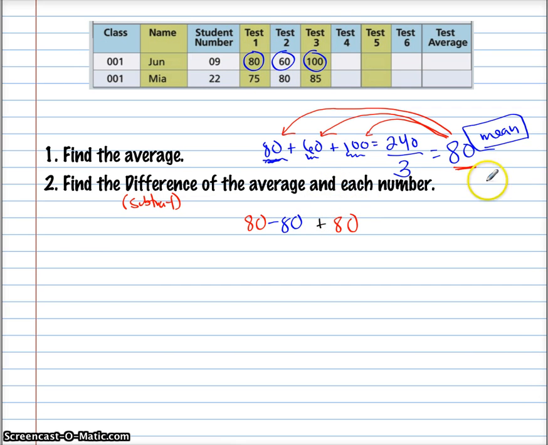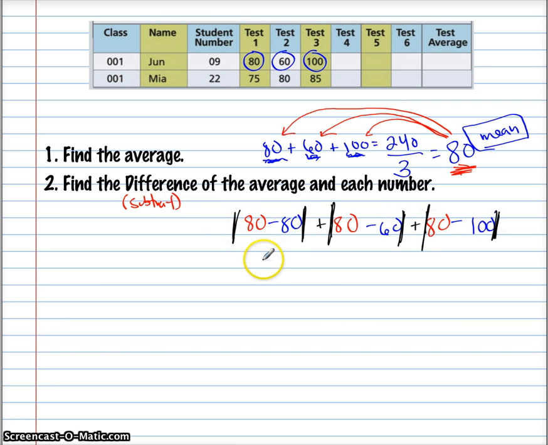Here's my average, 80 minus 60. And again, I only want the positive version of this. And then I'm going to add that to, again, the same thing, 80 minus 100. And that's this number here. And again, I only want the positive versions of these numbers. So this is absolute. These are the absolute signs. That means only give me the positives of these numbers.